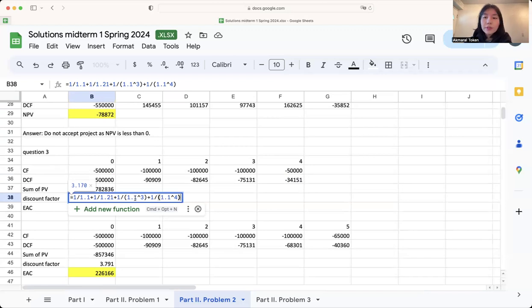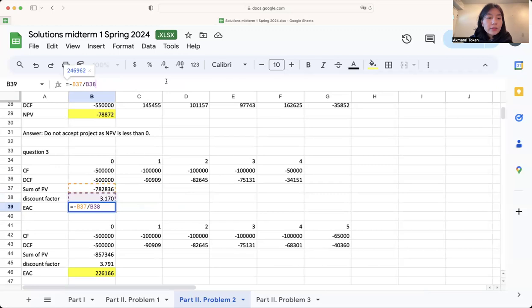So if you have 4 years, you have to sum up 4 discount factors. The first year discount factor is 1 divided by 1.1. The second year discount factor is 1 divided by 1.1 to the power of 2. The third year discount factor is 1 divided by 1.1 to the power of 3. And the fourth year discount factor is 1 divided by 1.1 to the power of 4.